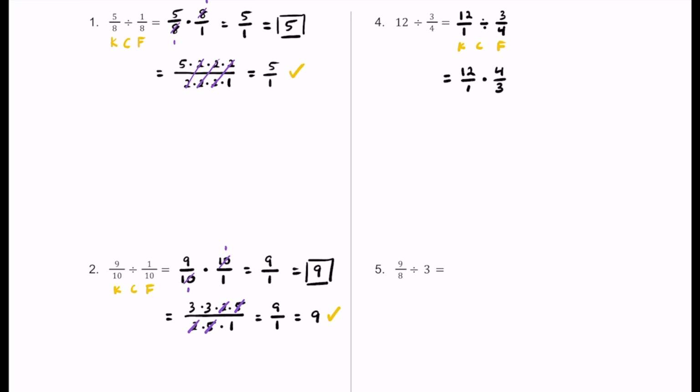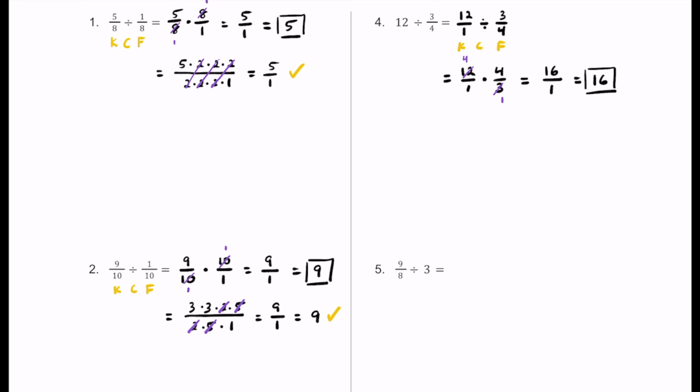All right, now if we take a look at this, we can cross cancel the 3 and the 12. We can divide them both by 3, that's their GCF. 12 divided by 3 is 4, 3 divided by 3 is 1. And then we're left with 4 times 4 on top, that's 16, and on bottom, 1 times 1 is 1. 16/1 ends up just being 16.